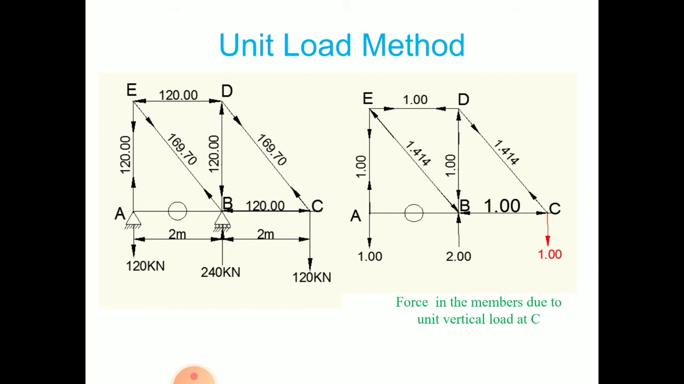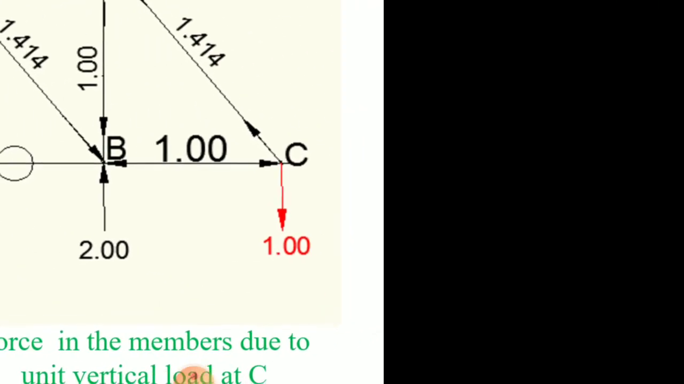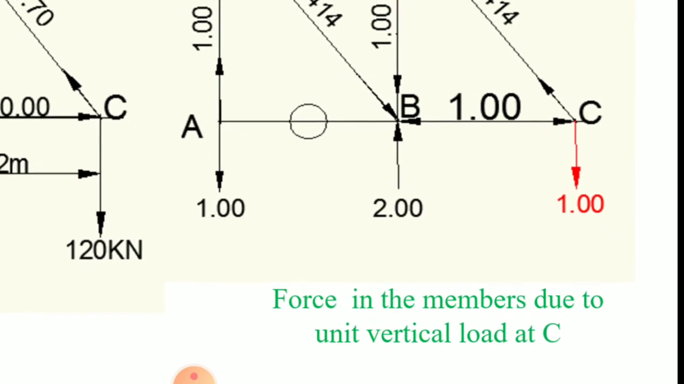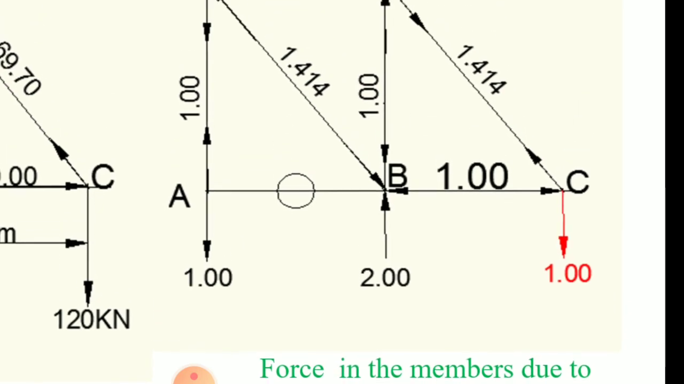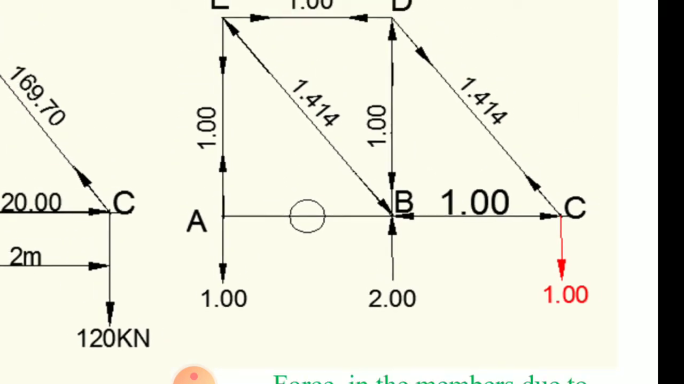In the unit load method, you have to find the forces in the members as usual with the applied load, and also you have to find the forces in the members of the truss by applying a unit load at the required point. So we are interested in finding the vertical deflection at C. So apply a unit load of 1 kilonewton here, that is at C, and the reaction at A is 1 downward and reaction at B is 2 upward. So again the force in the member AB is 0.